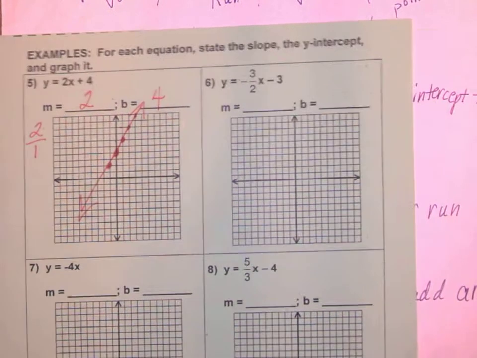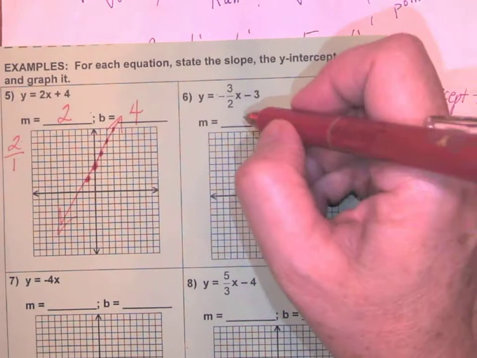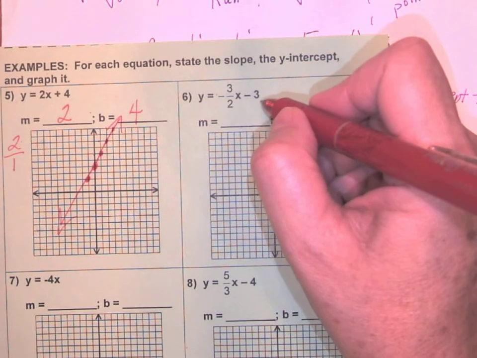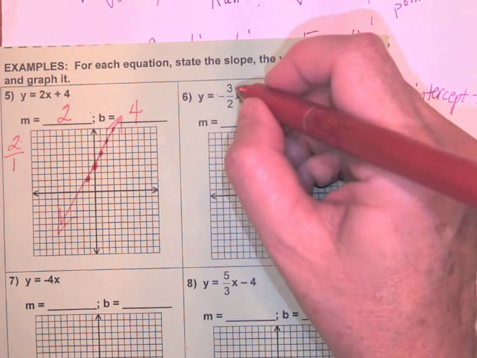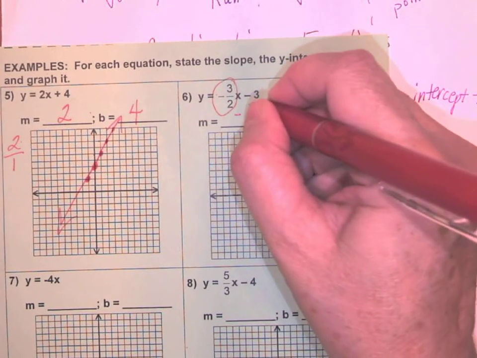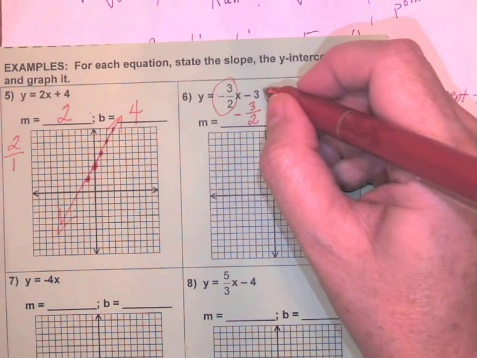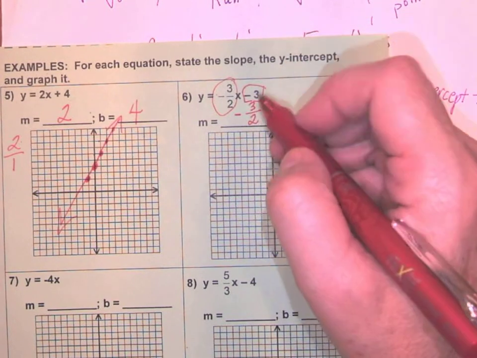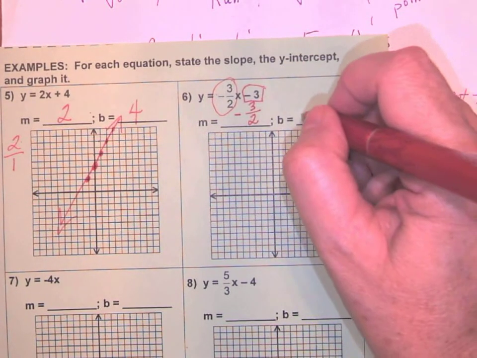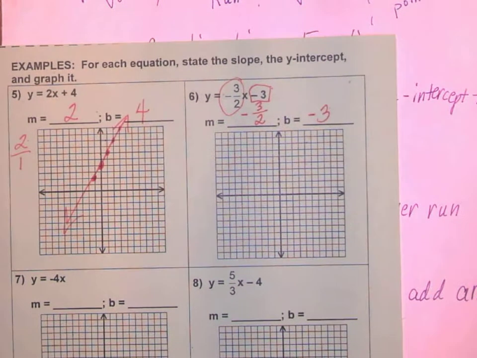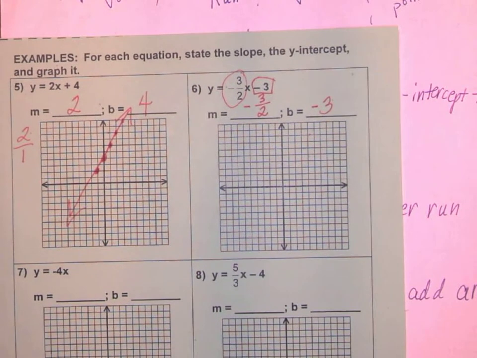Let's look at another one. It is in slope-intercept form. What is slope? It's attached to x. It's negative 3 over 2. And what is my y-intercept? That minus there goes with it. Make sure you do that and you put that the y-intercept is negative 3.